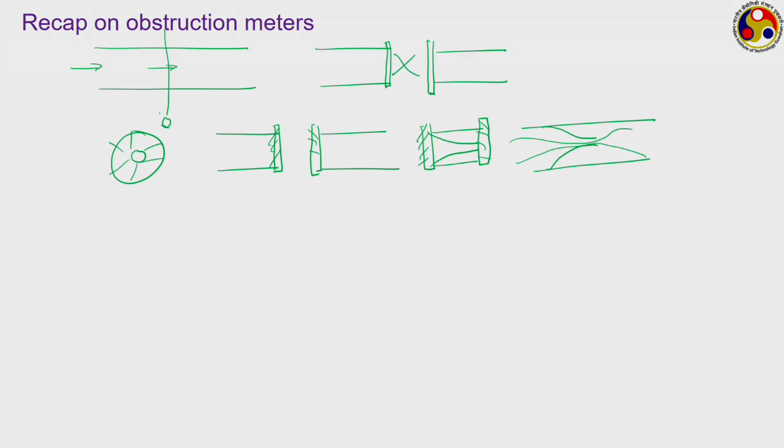Whereas, in case of a venturi meter, we put a convergent divergent flow channel of something like this, where this portion is attached to this flange, this flange is attached to this flange, and in between we have the throat, which is the smallest cross section area. So, this is what we have in case of a venturi meter.